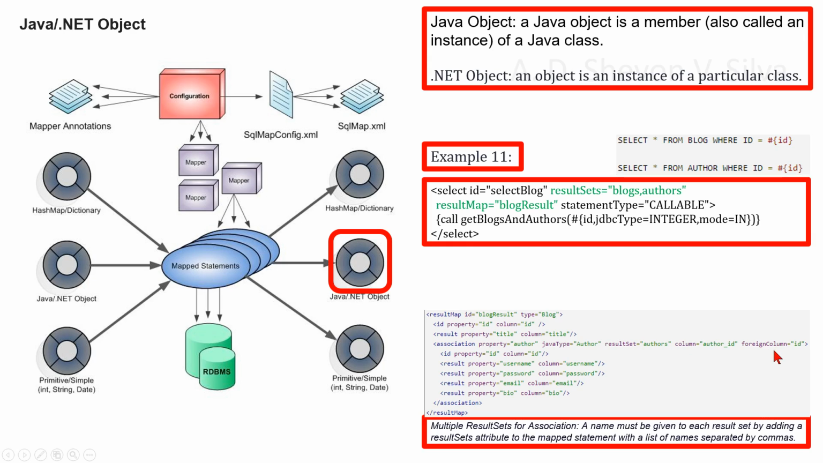ForeignColumn identifies the name of the column that contains the foreign keys, whose values will be matched against the values of the column specified in the column attribute of the parent type. ResultSet identifies the name of the result set from which this complex type will be loaded.